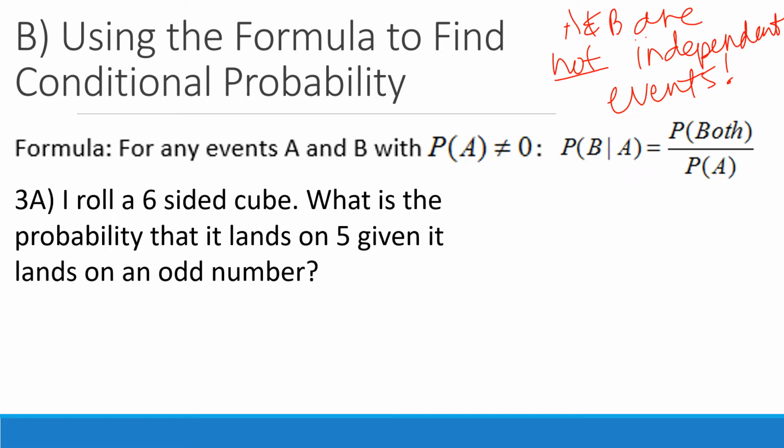Okay, so 3A, I roll a 6-sided cube. What is the probability that it lands on 5 given it lands on an odd number? So the probability of both a 5 and an odd number. It has to be both of those at the same time. The probability of that happening is 1 out of 6 because you can only have a 5 and an odd number at one roll, which is the number 5.